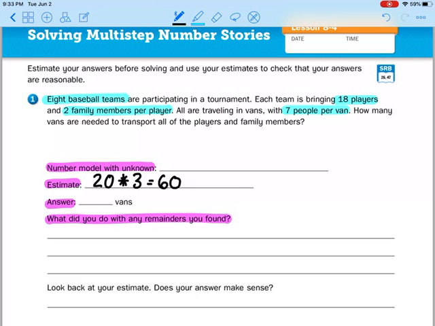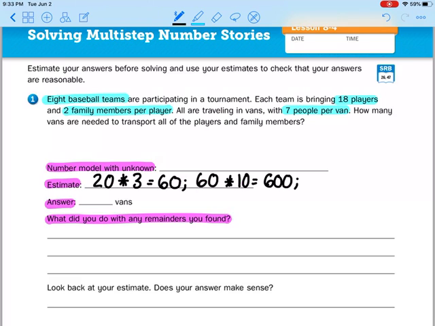So right now, there's 60 people per team that are going to this tournament, but I know that there's 8 teams. So I'm going to do 60 times 10, because I could do that easier in my head than 60 times 8. And I know that that's 600. So there's 600 people going to this tournament. There's 2 family members per player, 18 players on each team, and 8 teams. That's how I got that 600, because I estimated.